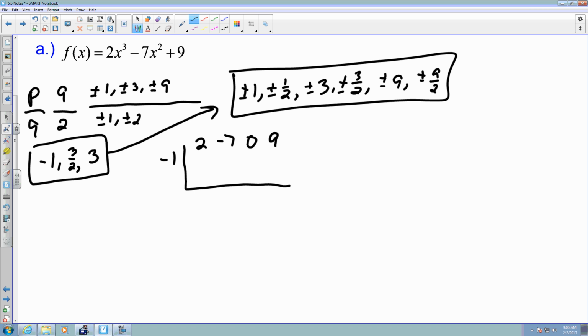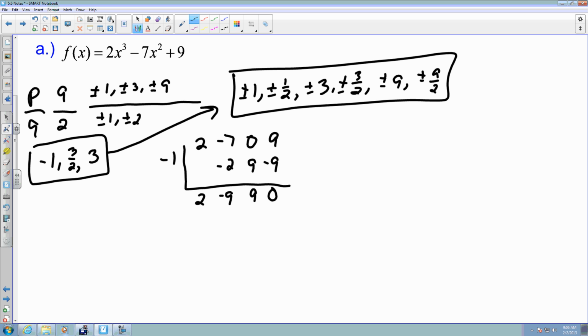So what I'm going to do is perform my synthetic division. I have 2, and with -1 times 2, that's -2. Add those together, that's -9. Multiply, that gives me 9. Add those together, that's 9, and that's -9. And so I got 0.